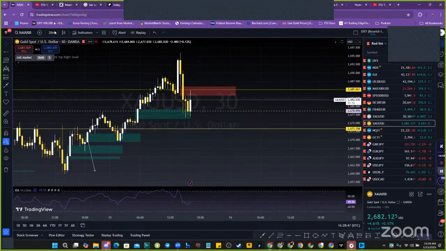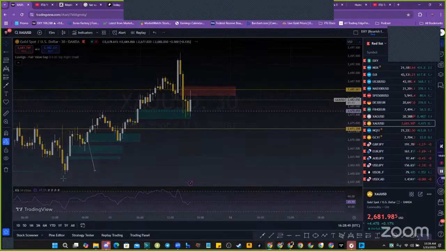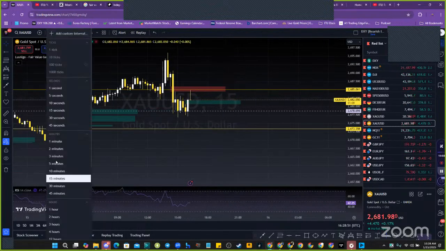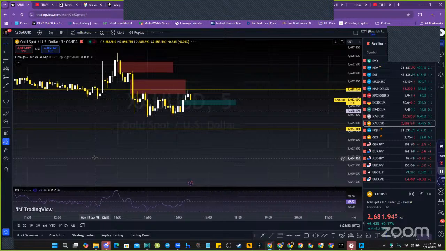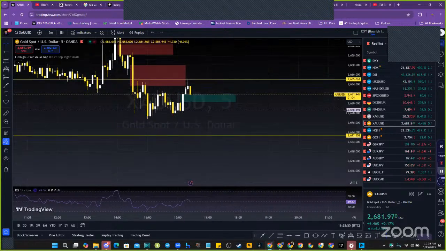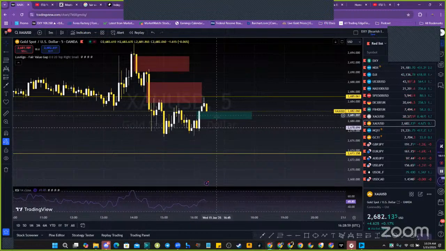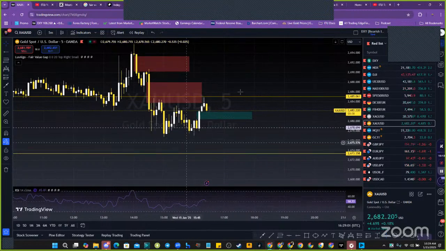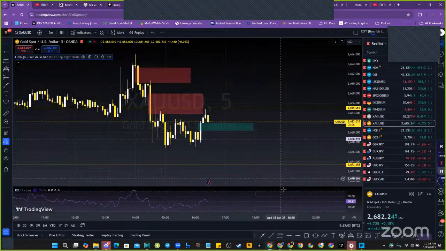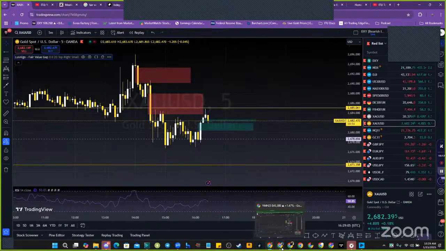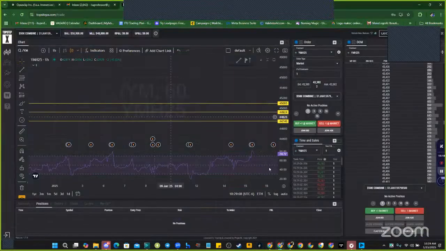Gold. All right, gold's looking really good. So I am going to buy this. All right, double bottom. We're getting a retest into the fair value gap. So I'm going to take a trade on that one. Let's go.